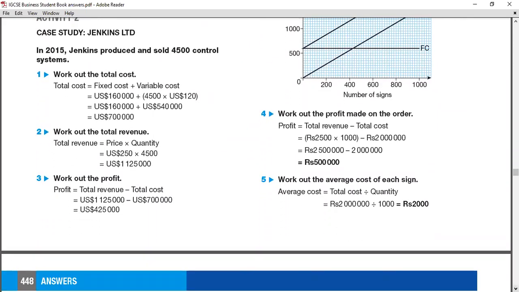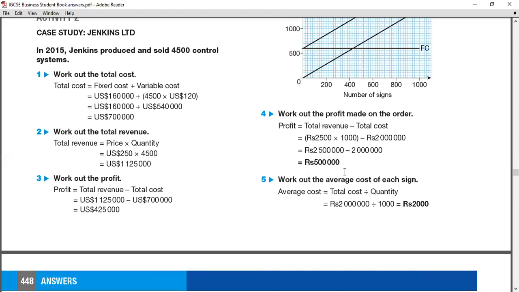So profit made on the order: they have a total revenue of 2,500 into 1,000, which is 2.5 million. Total cost is now 2 million, right? So they're selling one board at 2,500. That is 2.5 million, and total cost is 2 million. So they have a 500,000 profit. It's a reasonable profit for 1,000 items.